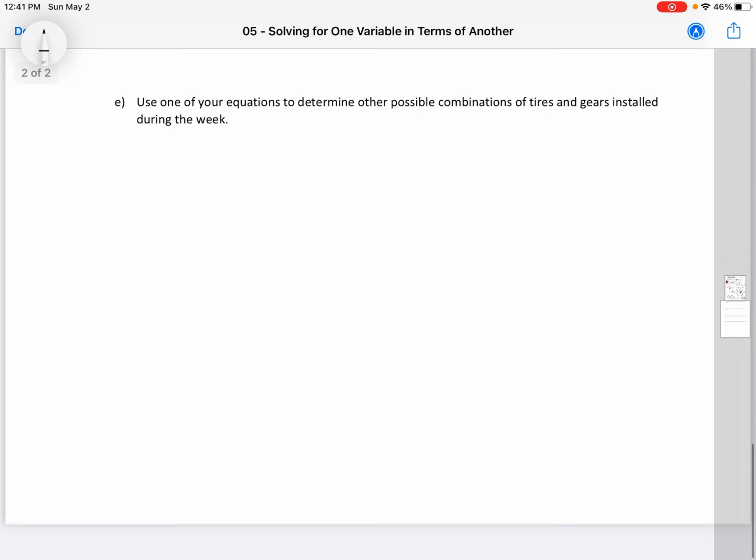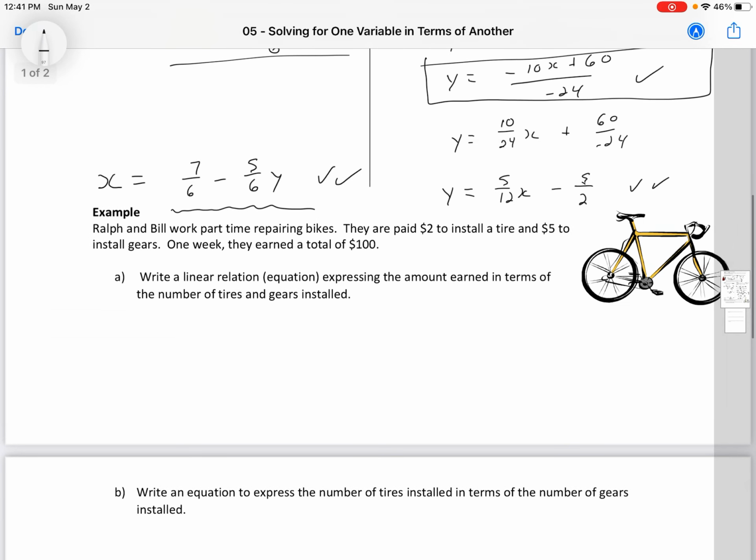Okay, one word problem, and then we're done. Ralph and Bill work part-time repairing bikes. They are paid $2 to install a tire. So let's let T be tires. And $5 to install gears. So I'm going to let G be gears.